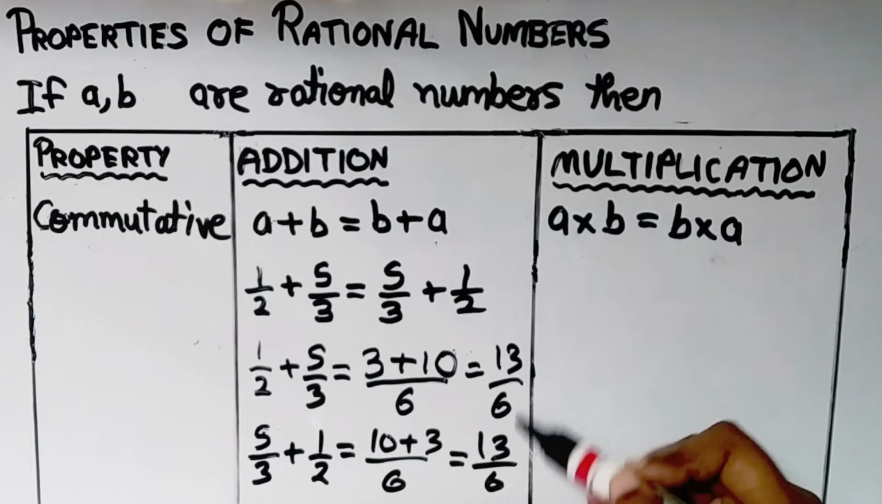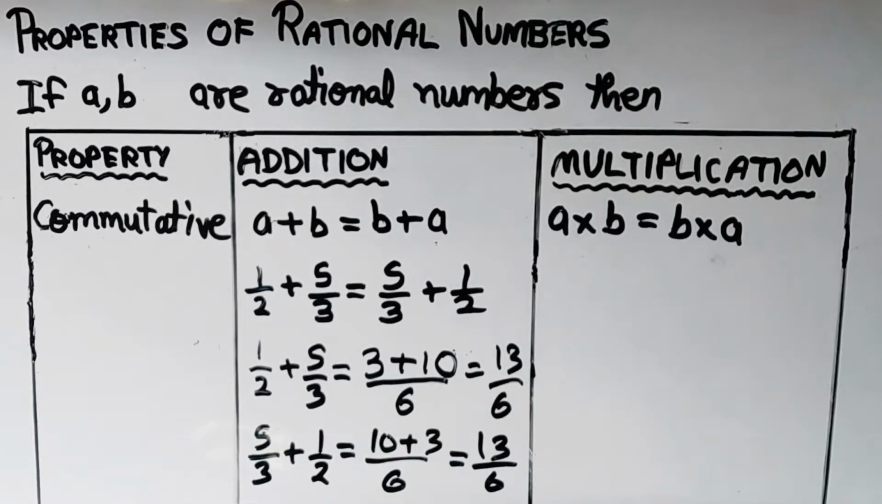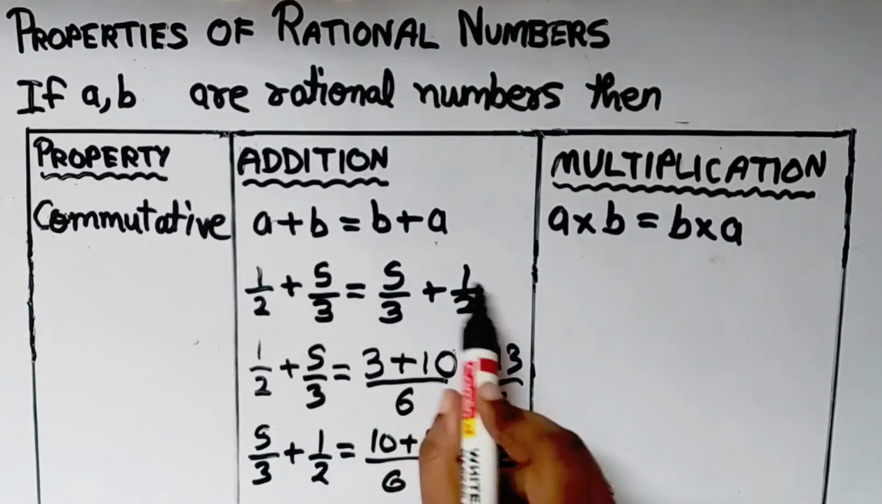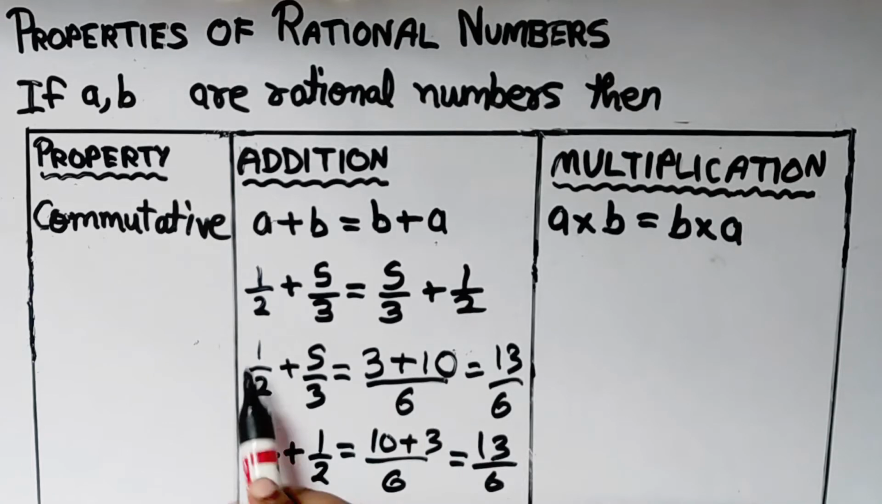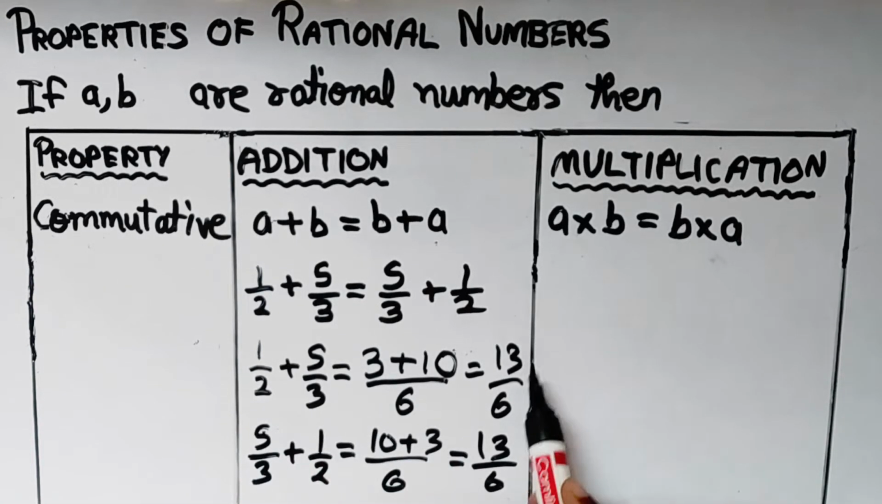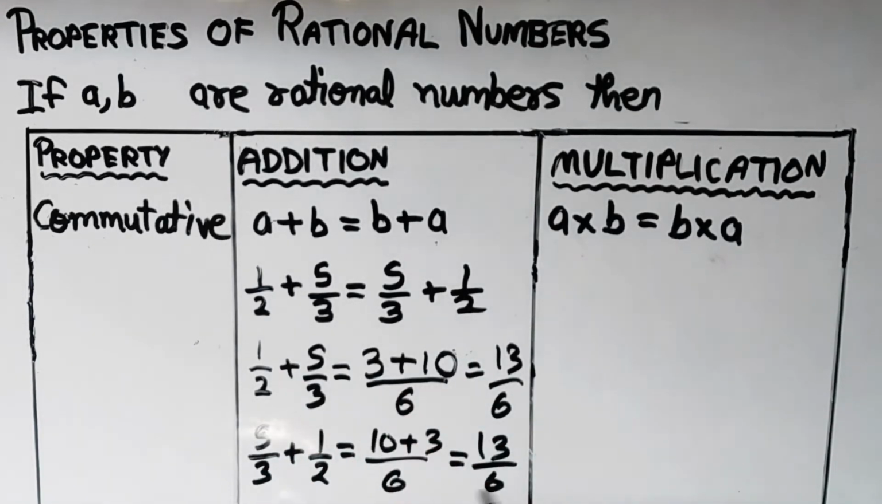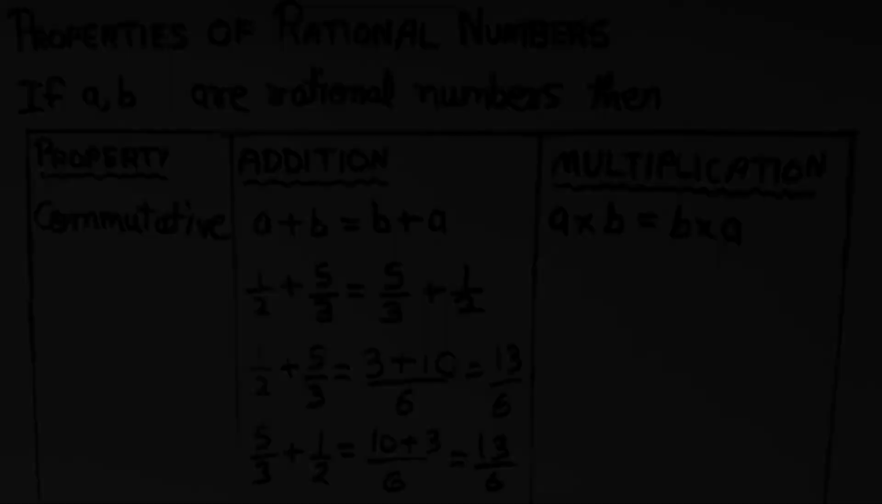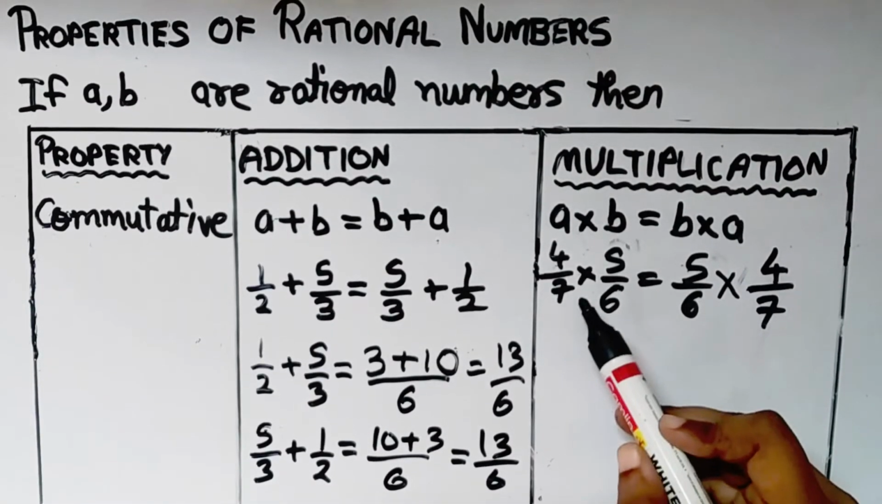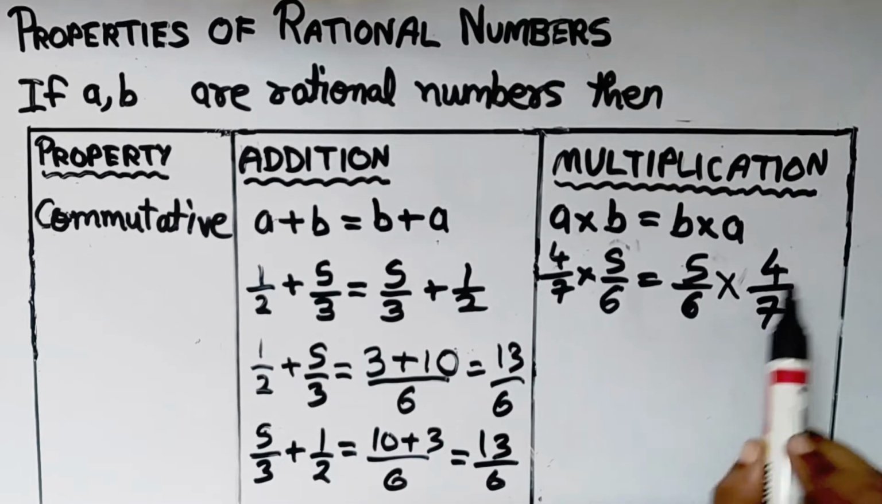See, both the answers are the same. So the left hand side is equal to the right hand side. If we take 1 by 2 and add 5 by 3, that will be the same as 5 by 3 plus 1 by 2. So we have verified this property for addition. Now for multiplication we will see: 4 upon 7 into 5 upon 6 will be equal to 5 upon 6 into 4 upon 7.